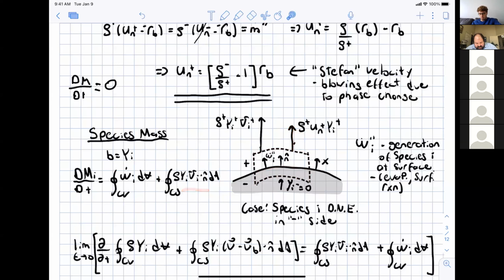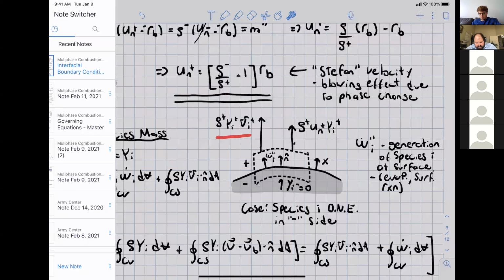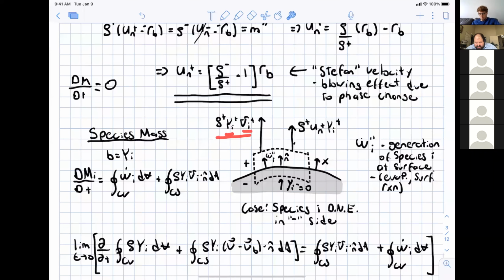We have a diffusion velocity. So we have rho Y_i times V_i. That's the diffusion velocity. And also, we have a chemical reaction, and I'll derive this formally. But essentially, we do not need to consider chemical reactions occurring in the material itself, but we can have a surface reaction. And a surface reaction is a reaction that occurs exactly on the surface. And so we need to account for that.